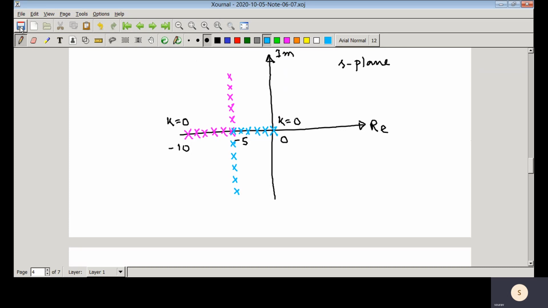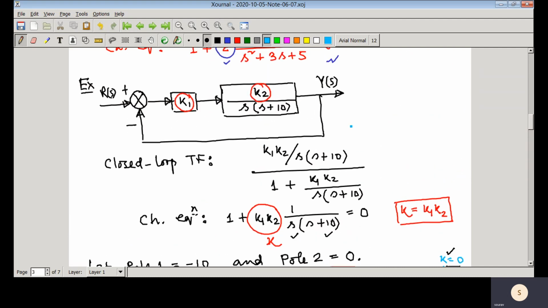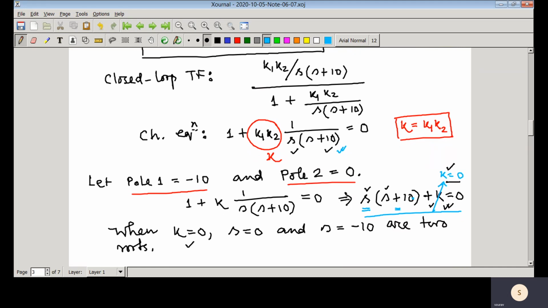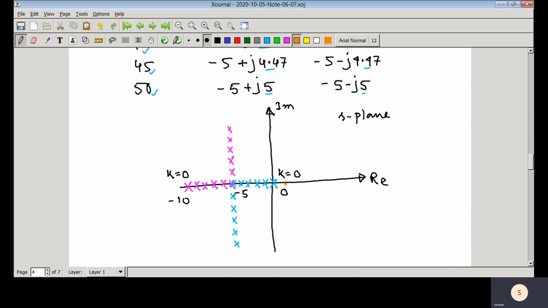This particular representation is called the root locus. So what we have seen, we have taken a simple example here, and two parameters are there, k1 and k2, and we have represented it in this particular structure. And if we see the characteristic equation, we will get 1 plus k into 1 by s into s plus 10, and then it would be s into s plus 10 plus k. Then we are varying this particular k, and we have seen that when k equals 0, the root locus actually starts from the open loop poles.